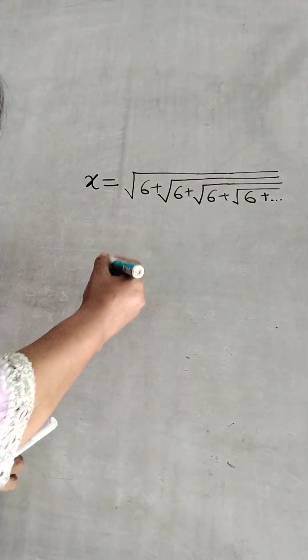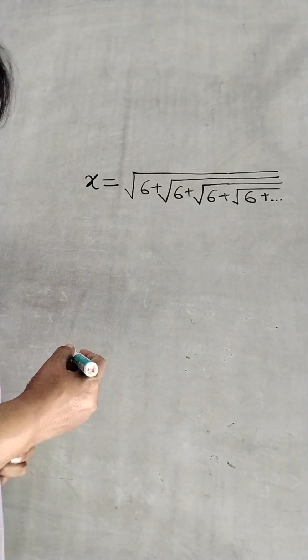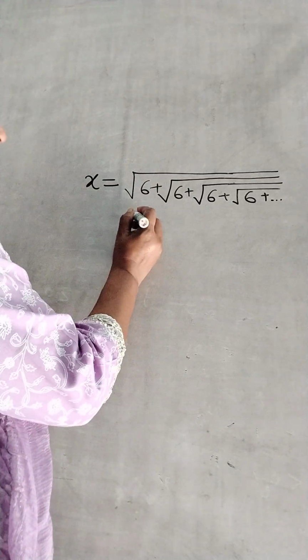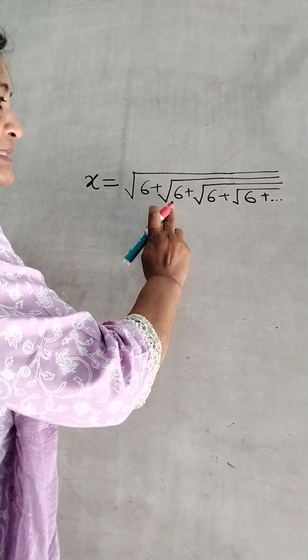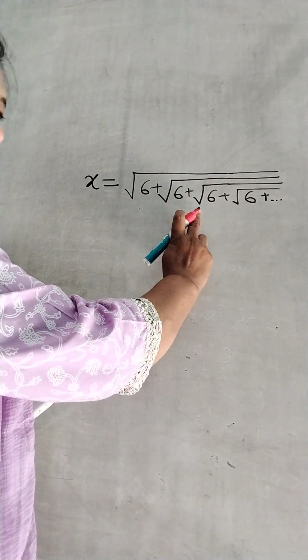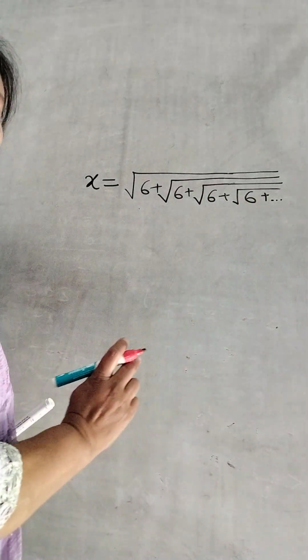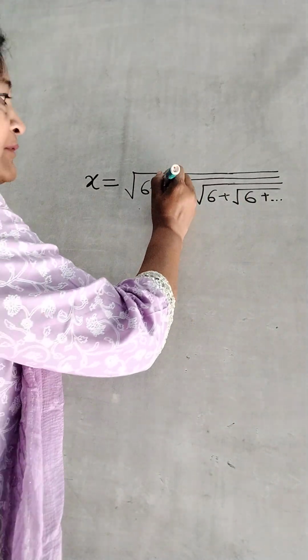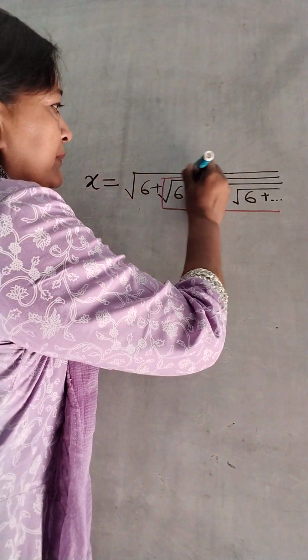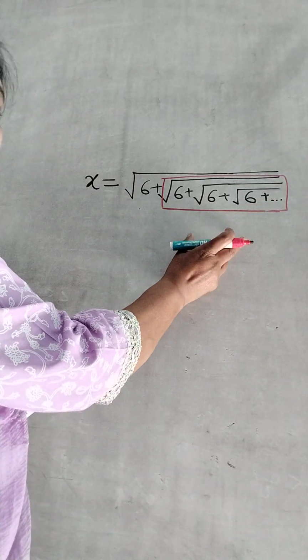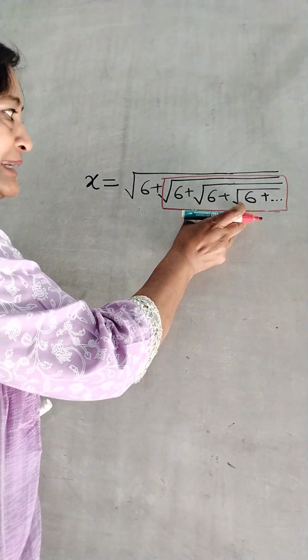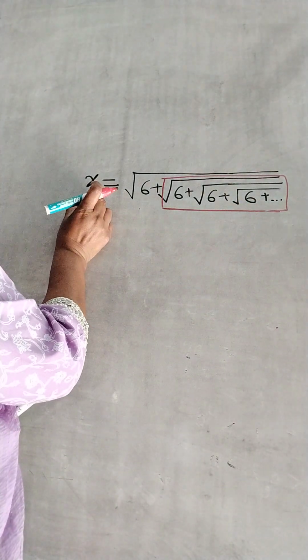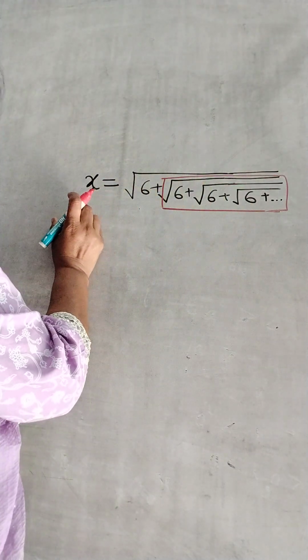Let's solve this kind of problem in quadratic equations. So we have to solve root of 6 plus root of 6 plus root of 6 and so on, infinitely. So if you see carefully, just see this part. Now this part is exactly same as x if I let the whole of this as x.